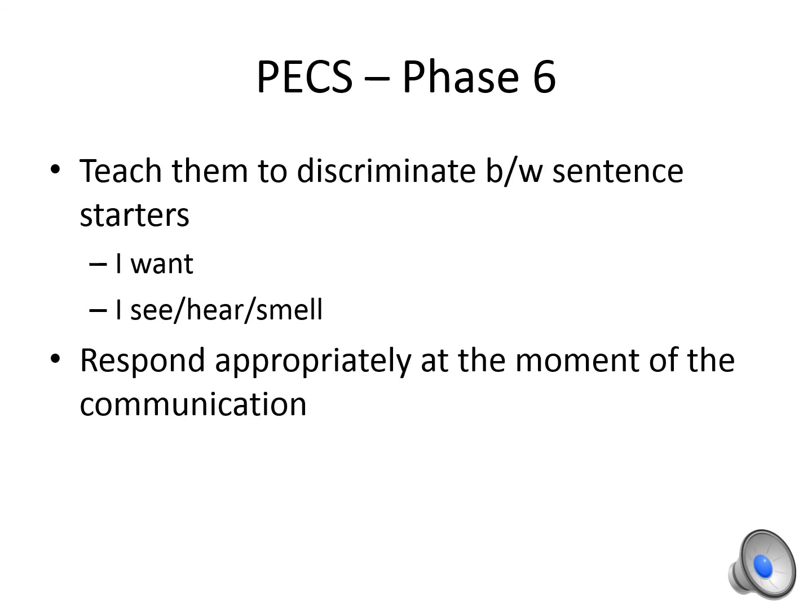We also teach them to discriminate between different kinds of sentence starters. So "I want something" versus "I see something," "I hear something," "I smell something." So we're really trying to teach them to comment on things in their environment. That can be a very hard transition for students with autism because they're used to really only trying to use language for kind of the job of getting things done, getting what they want or need. And what we want to do is transition them to the social use of language, and this would be the beginning of the social use of language.